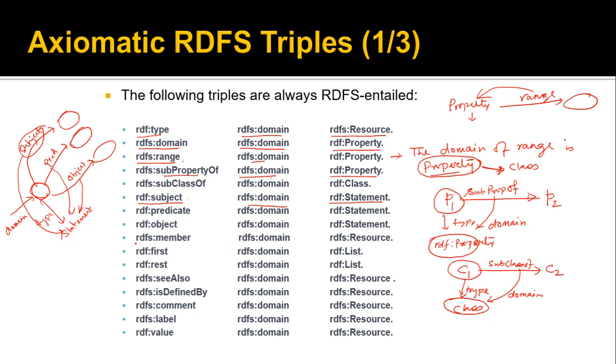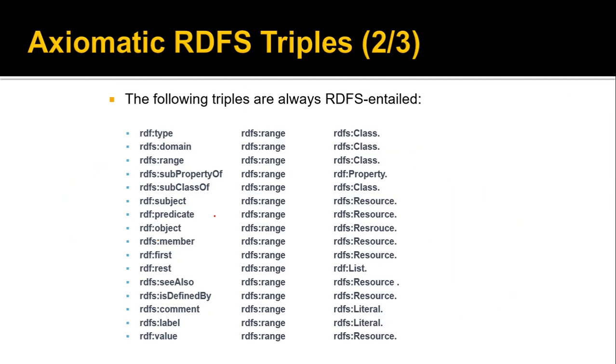So I'll talk about this rdfs:member maybe after one or two slides. This is another important vocabulary in RDFS. So I'm not going to describe each of them. You can give it a little thought to check whether really they are axiomatic triples in RDFS.